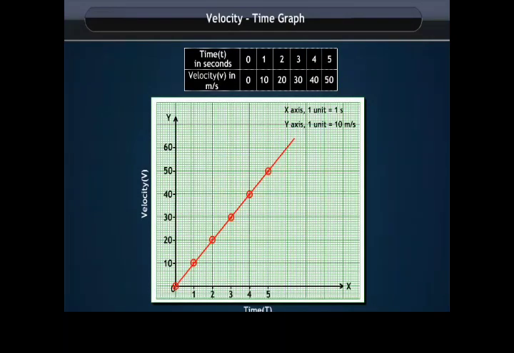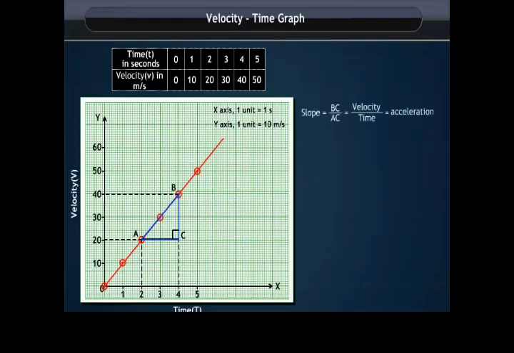Consider any two points A and B on the straight line. Drop a perpendicular from these points on the x-axis and y-axis and construct a right-angled triangle ABC. Find the slope of the straight line graph. This slope gives the acceleration of the moving car. That is, acceleration is equal to BC by AC, which is equal to 10 meters per second square.